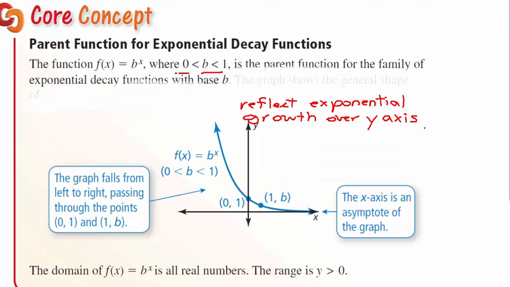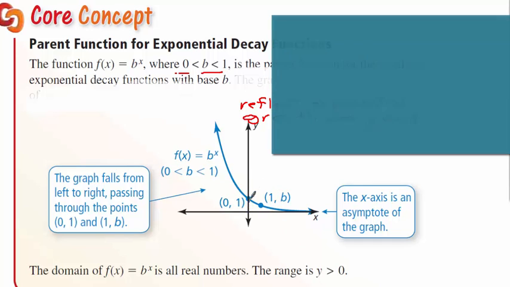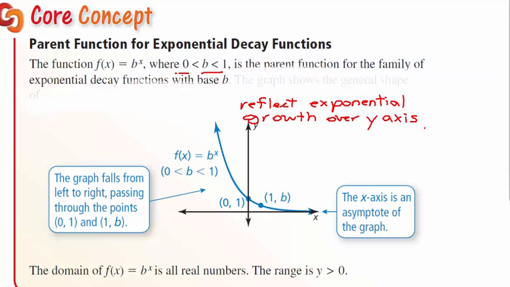Exponential decay is very similar. The difference is we reflected the graph. In this case, b has to be between 0 and 1. b is never a negative number. These 2 points are going to be at (0, 1) and (1, b), same 2 points. The graph will approach but never cross the x-axis. And the range and domain are the same. Range, y is greater than 0.